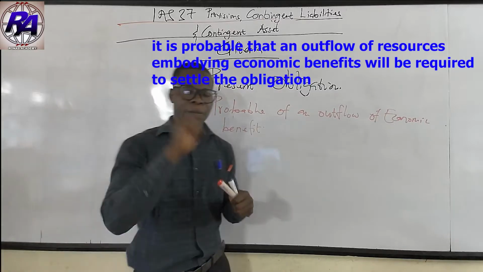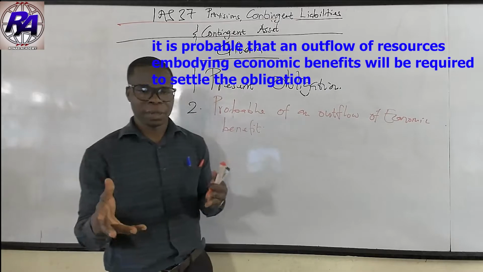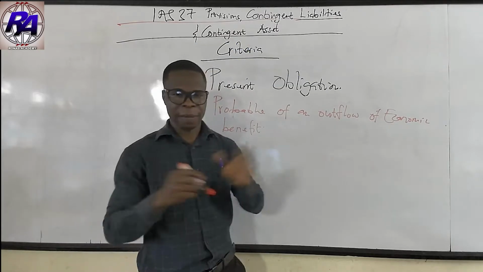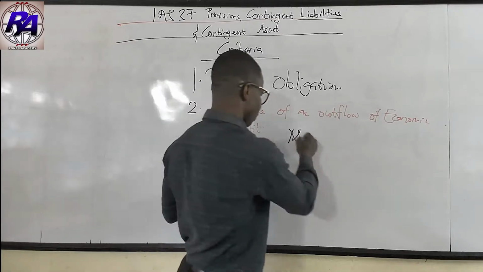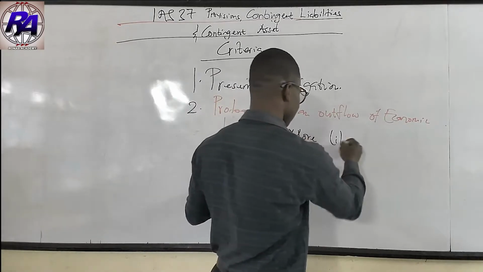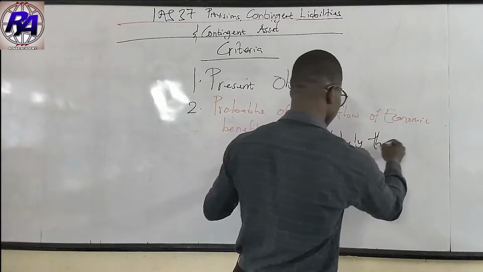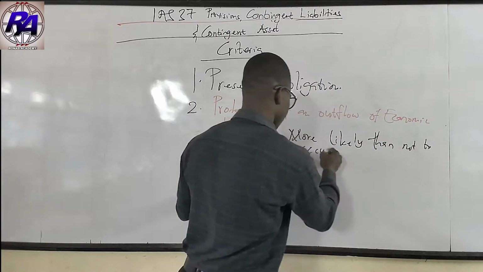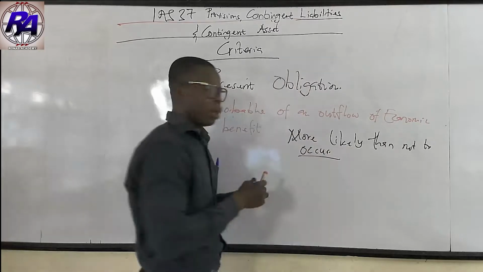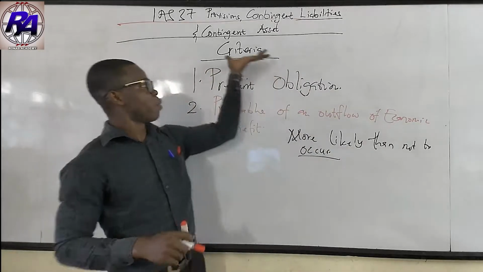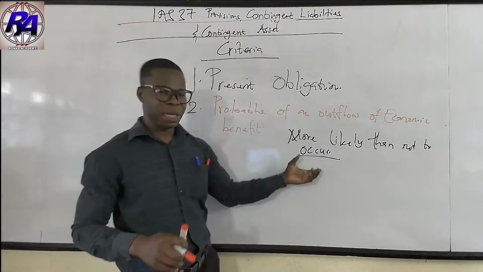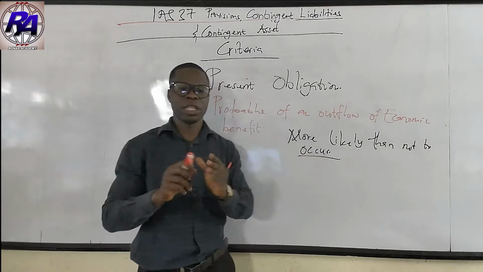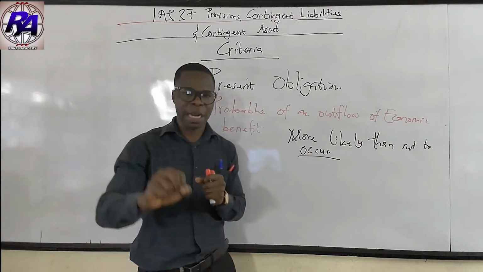What this simply means? Probable simply means it is more likely than not to occur. What it means is that when there is a provision, there should be 50% and above probability that that provision is actually going to be incurred before it can be recognized as a provision.